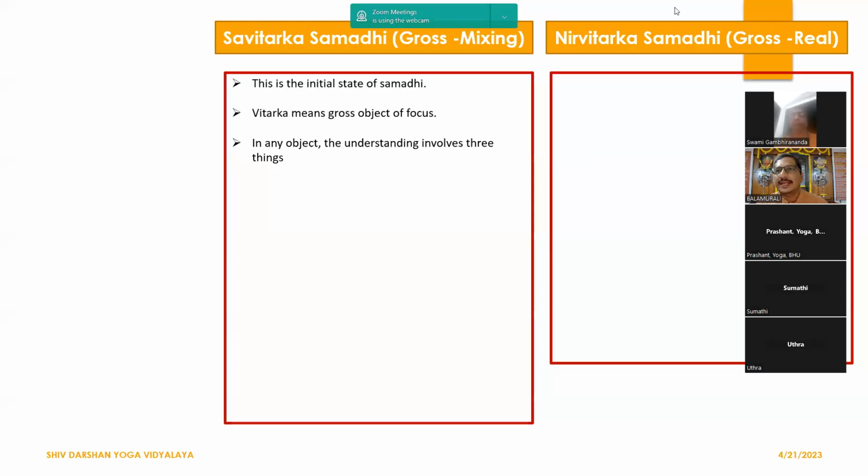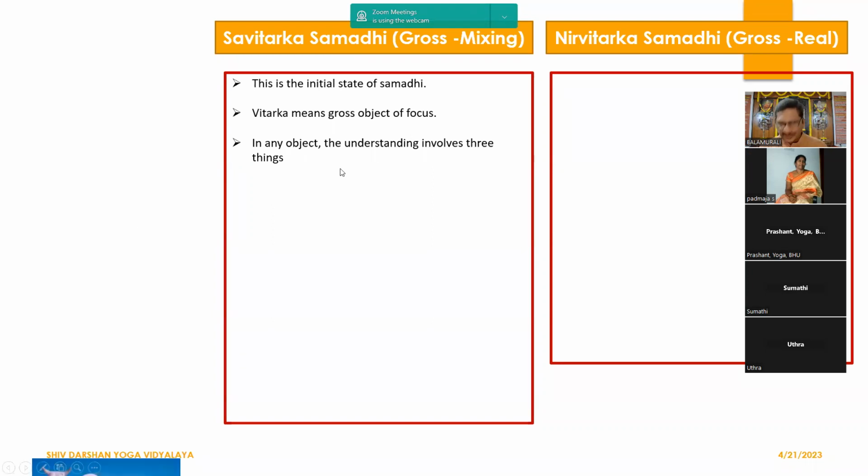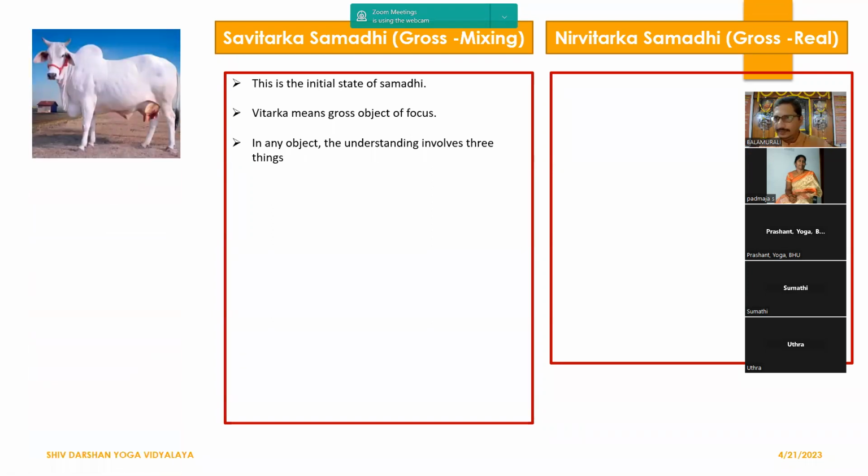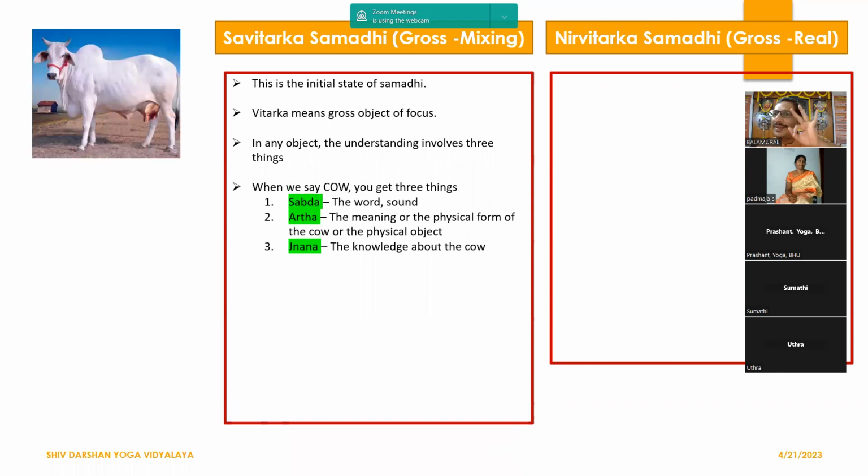So Vitarka Samadhi means it's a gross Samadhi, where you see normal understanding. The internal understanding goes like this. For example, I am saying cow, or you are hearing the cow sound. What will you get immediately? You will get understanding in three ways: Shabda, Artha, Jnana. Shabda means sound or the word.